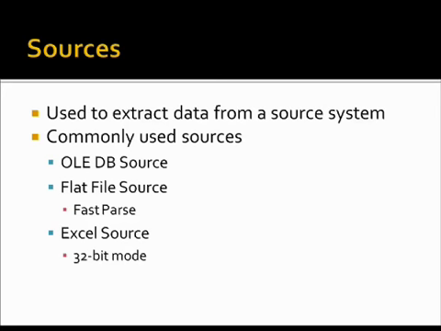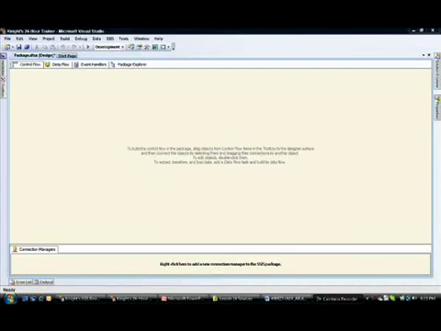Some of the things that we'll talk about within each of these are how a flat file source has a special option that's actually hidden from the main menu called Fast Parse, which can be enabled in the advanced options. Also, we'll talk about how the Excel source can only be used in 32-bit mode, and I'll show you how to enable that. So the first source we're going to explore in this lesson will be the OLEDB source.